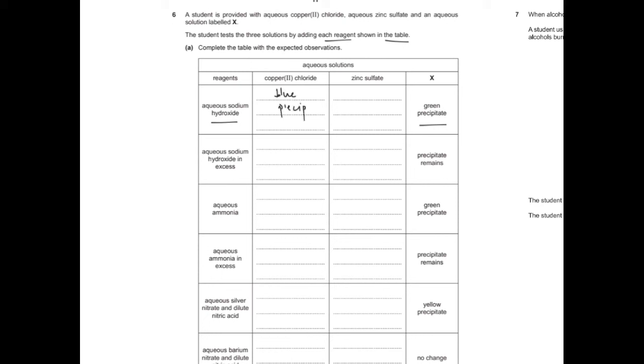These types of questions are not going to come in exams anymore, I don't think so, because they are giving you the tables. And zinc sulfate will have zinc and will have white precipitates. After that, he's saying that the precipitate remains. So that is for X. We'll have to check for copper chloride and zinc sulfate. You added aqueous sodium hydroxide in excess, what will happen is the precipitate with copper, obviously, is insoluble in excess, right? And zinc sulfate is soluble in excess.